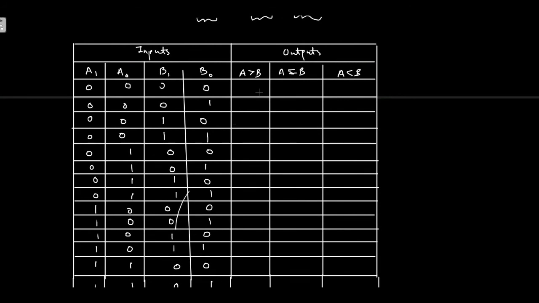Now we see whether A is greater than B. No. A is equal to B. Yes. A is less than B. No. Now we see that 00 is greater than 01? No. So this is 0. Equal? No. Less? Yes. Similarly, 00 is greater than 10? No. Now 00 is greater than 11? No.